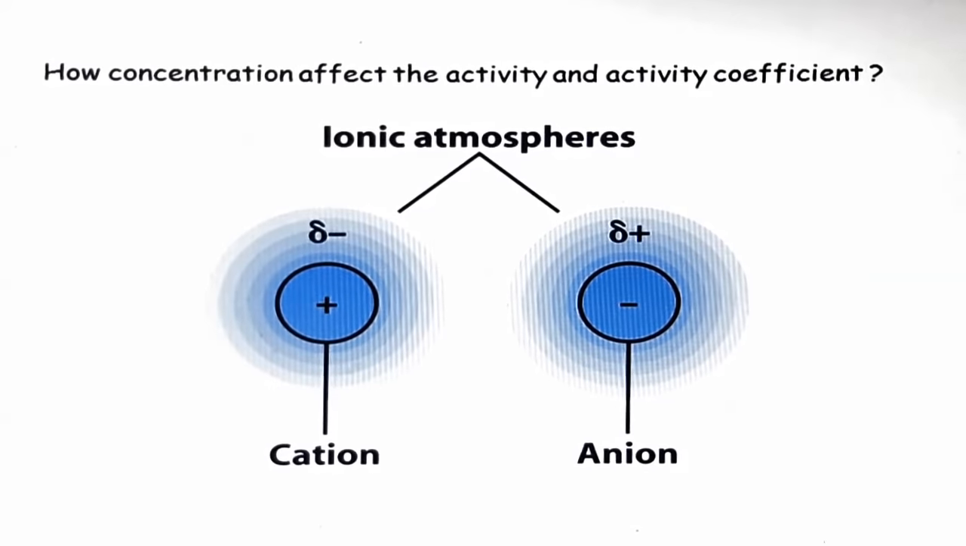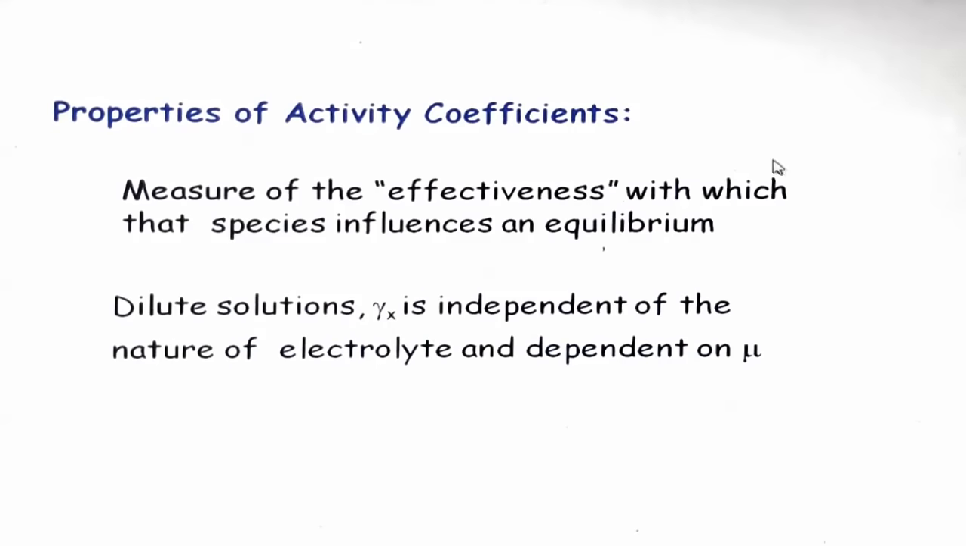Properties of activity coefficient. First property: it is the measure of the effectiveness with which the species influences an equilibrium. And second, in dilute solutions, gamma is independent of the nature of the electrolyte and dependent on the ionic strength. So we have to learn what is ionic strength.